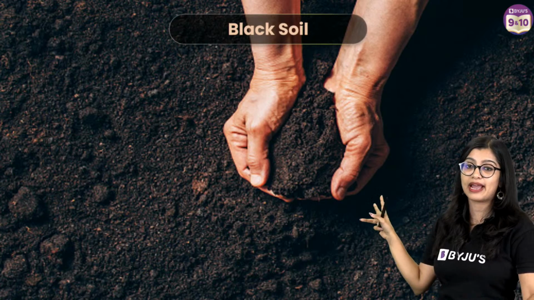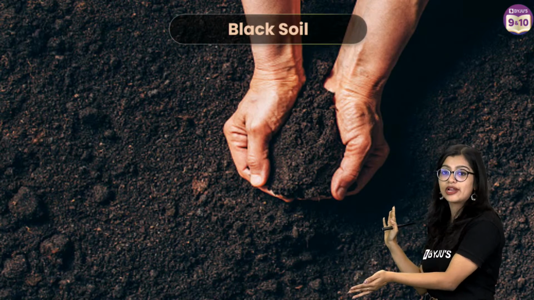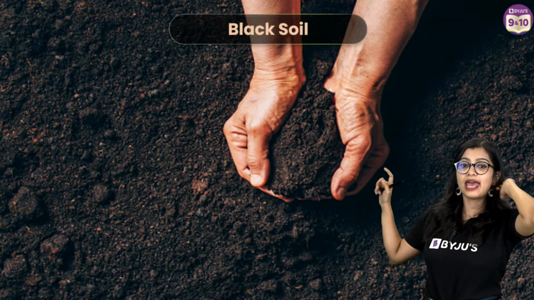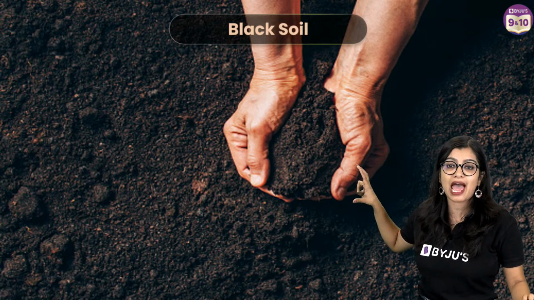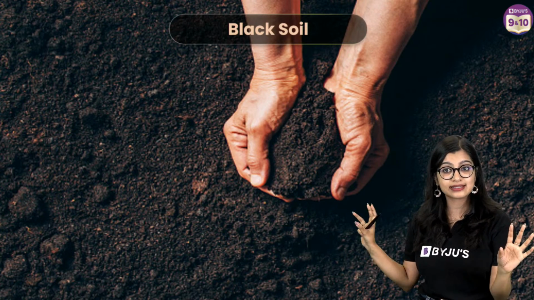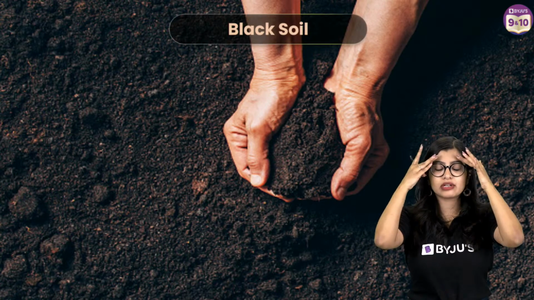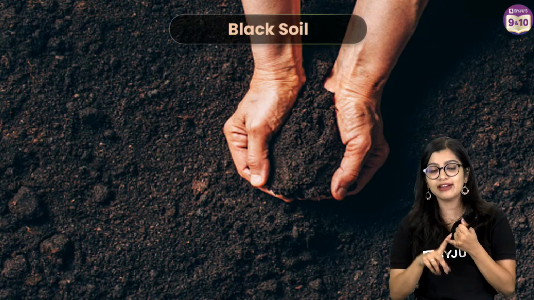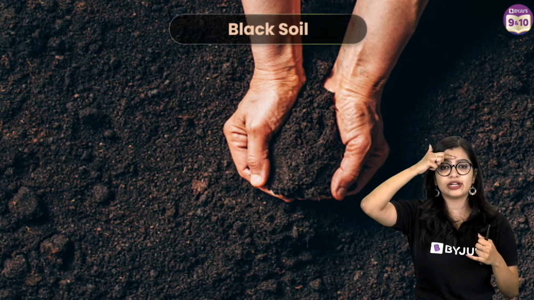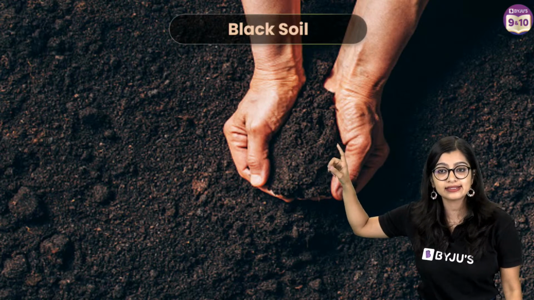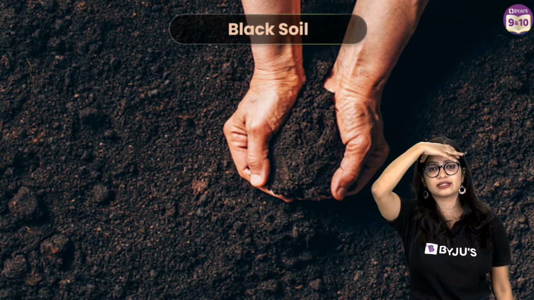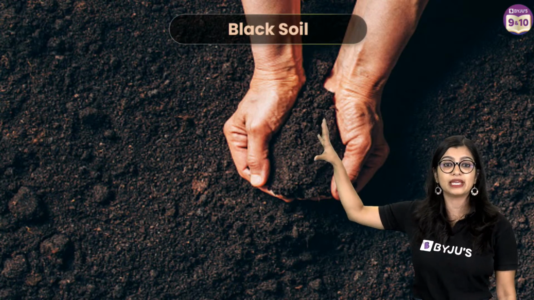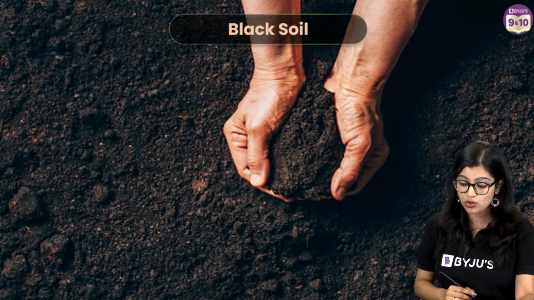Now, characteristic-wise, this is how your black soil looks like. Okay, everybody have a look at how the black soil looks like. Keep this image in your mind. Whenever you are studying alluvial soil, put it in your mind, and at the same time, when you look at black soil, keep it in your mind. This is how black soil is going to look like.